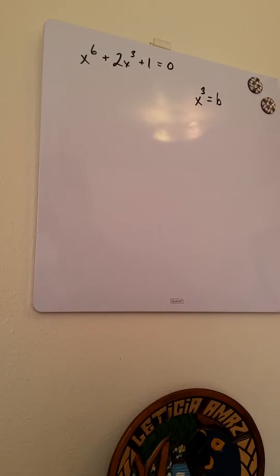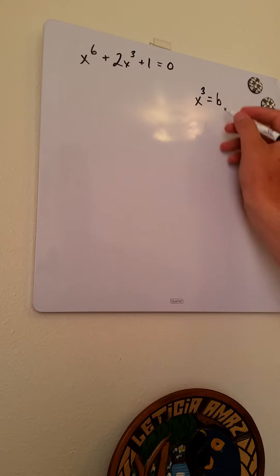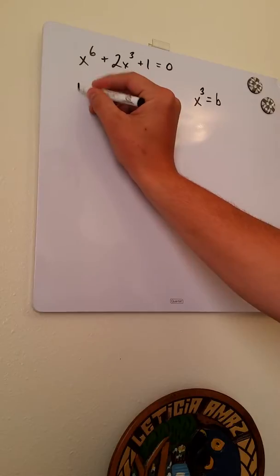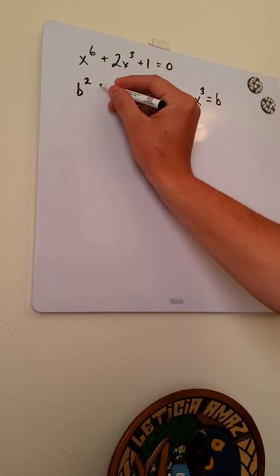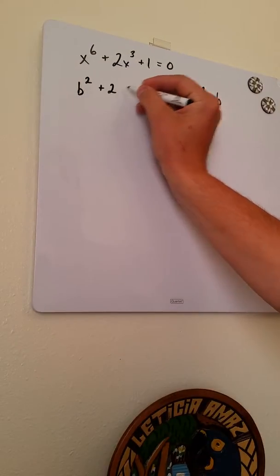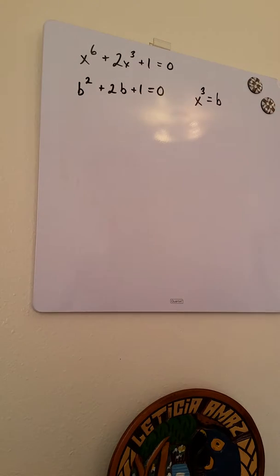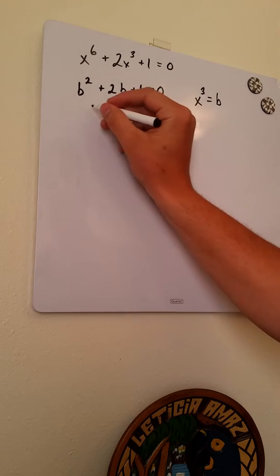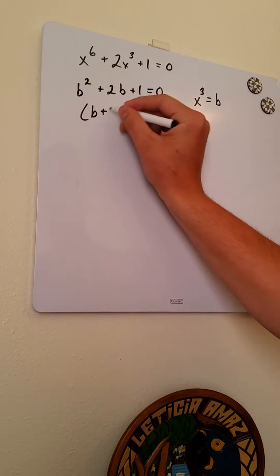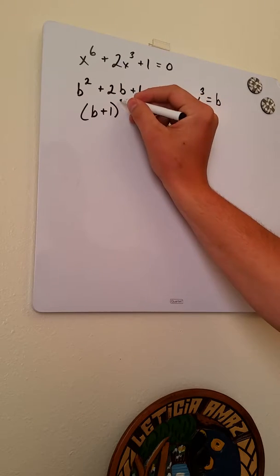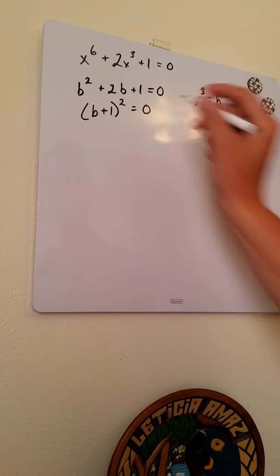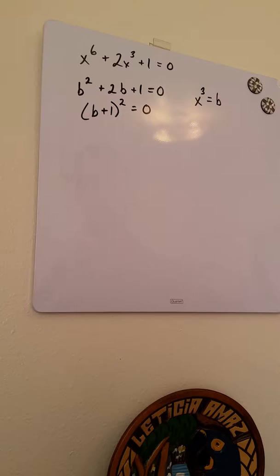That could be equal to any letter that you want. In this case, I'm going to choose b. Then we're going to plug this back into the equation and see if it helps us. B squared plus 2b plus 1 equals 0. Now, the left side is pretty easy to factor, as we can see that this is equal to b plus 1 squared. So b plus 1 squared equals 0.